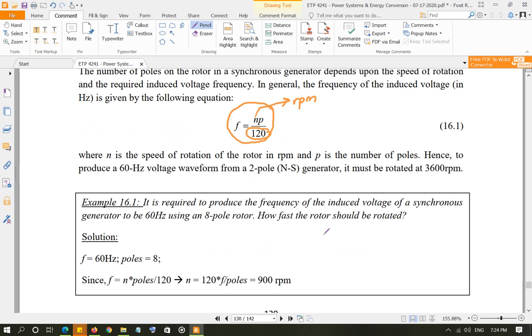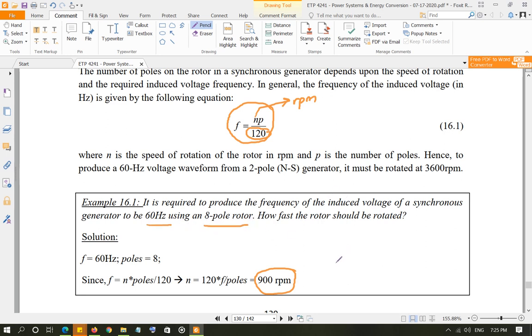So look at this example. It is required to produce a frequency of the induced voltage to be 60 Hz using an 8-pole motor. How fast the rotor will be rotating? Simple example. Two things are given to you and the third thing is required. So the motor should be rotating at 900 RPM if you want the frequency to be 60 Hz, and there are 8 poles on the rotor.